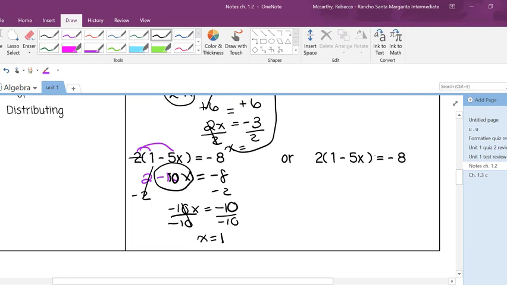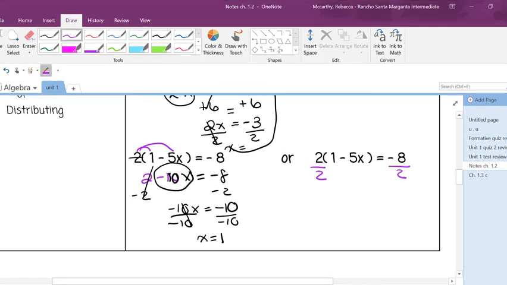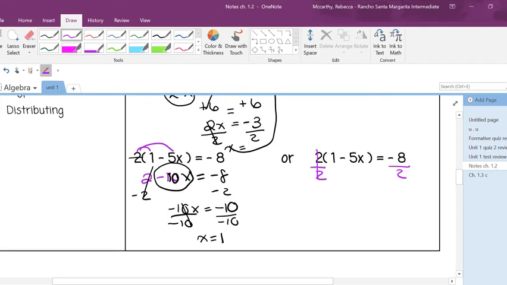But there is another method I could do. Instead of distributing, I could divide by 2. If it goes in evenly, I use that method, and I don't have to worry about more multiplication. Now I have 1 minus 5x. Remember, as long as you do the same thing to both sides, it's all legal. And negative 8 divided by 2 is negative 4.